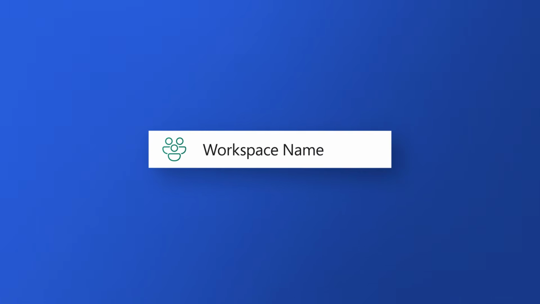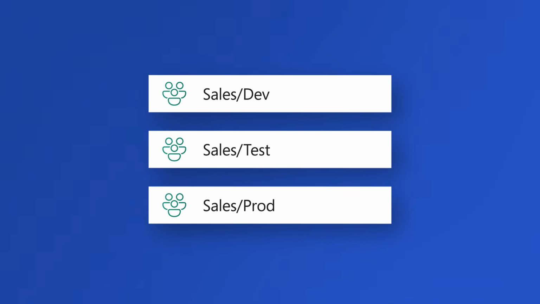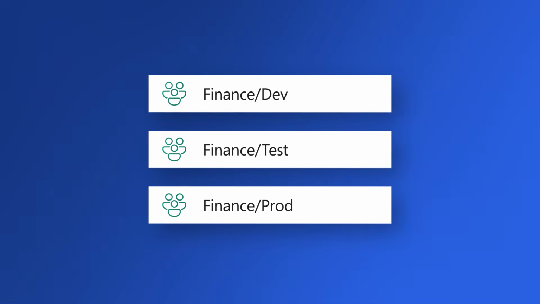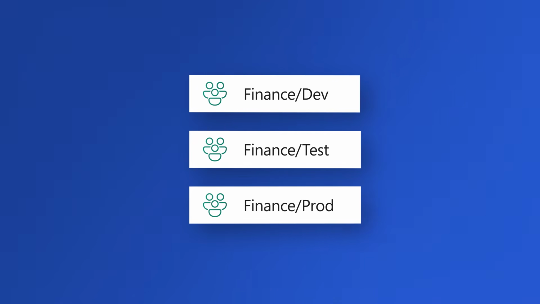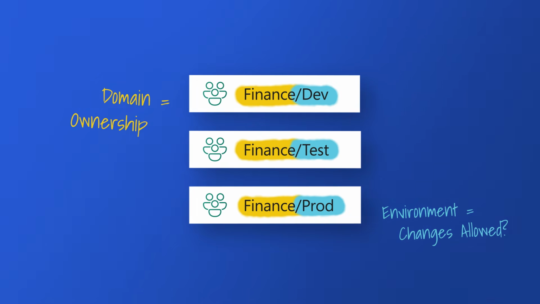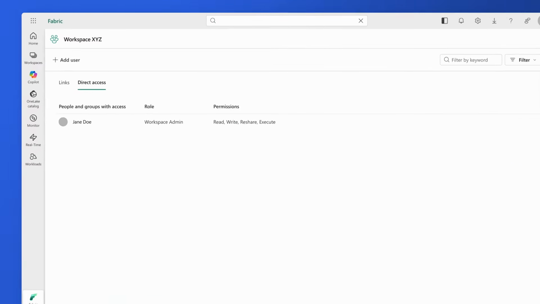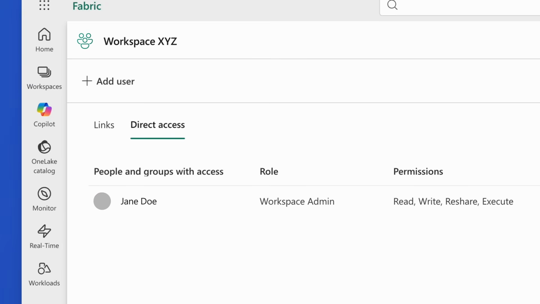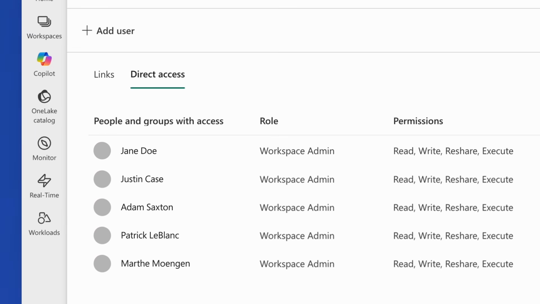When you combine those two boundaries, you start to see a clear pattern. Sales-dev, you'll have sales-test, sales-prod, or finance-dev, finance-test. And then the responsibility becomes visible. Domains define ownership, environments define where change is allowed. Permission also tells a story. And so, for example, if everyone in a workspace has contributor access, ownership becomes unclear. When everyone owns it, no one really owns it. The ownership should be obvious, not shared across every single person in the organization.